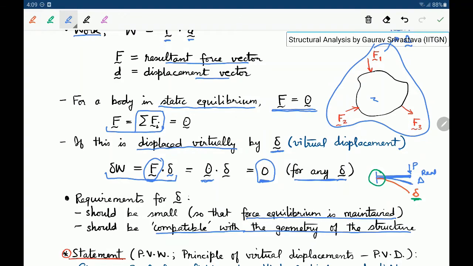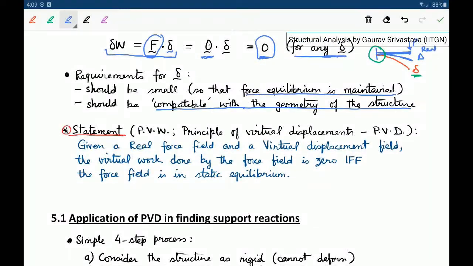So with this background, we reach the statement of the principle of virtual work, or PVW. Since we are applying virtual displacements to a system which is already in equilibrium, we also sometimes call it the principle of virtual displacements, or PVD. The statement goes like this: given a real force field and a virtual displacement field, the virtual work done by the force field is zero if and only if the force field is in static equilibrium. So this is a both-way implication.